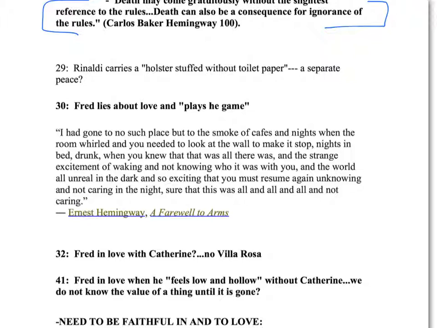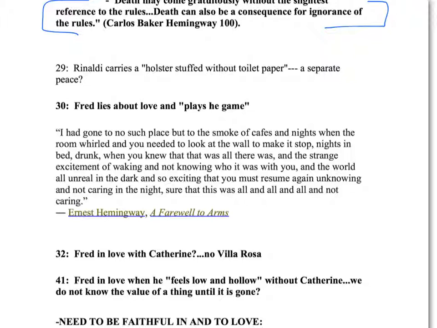And so we also have Rinaldi. This is Frederick Henry's best friend at the war. He's a surgeon, and he walks around the Italian front on the plain with a holster stuffed with toilet paper. So it looks like he's carrying a gun, but he's not. He is so far from believing in killing somebody that he just mocks it by carrying around a toilet paper roll.